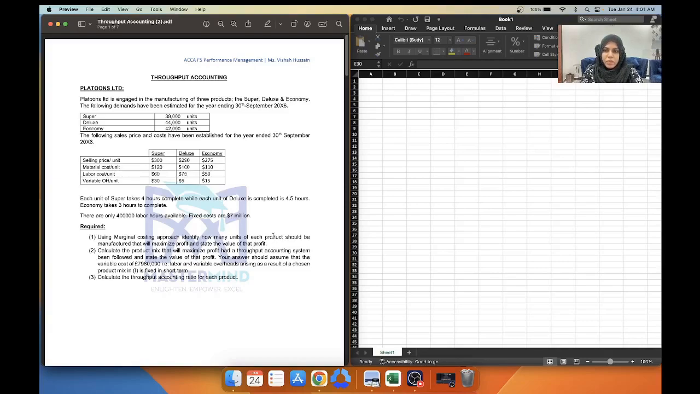$7 million, and the requirement is to use the marginal costing approach first in order to compute how many units of each product should be manufactured. That is going to maximize your profit and state the value of that profit. And in the next part, you are going to use throughput accounting system. It says calculate the product mix that will maximize profit had a throughput accounting system been followed, and state the value of that profit.